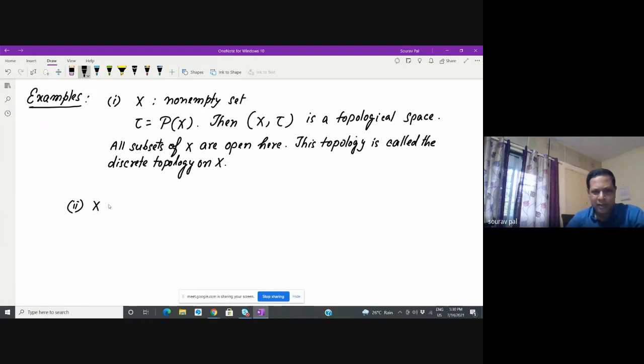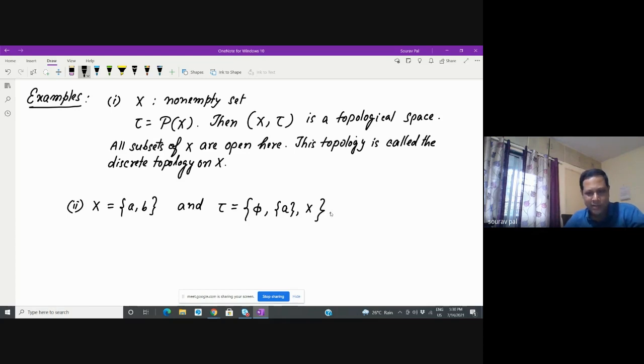A different example. If you choose X to be a two-point set containing two elements A and B, and you choose tau to be phi, A and X itself. Note that phi and X, the empty set and the whole set, have to be there in the topology, otherwise it is not a topology. So I am collecting these three. Now the question is whether this is a topology.